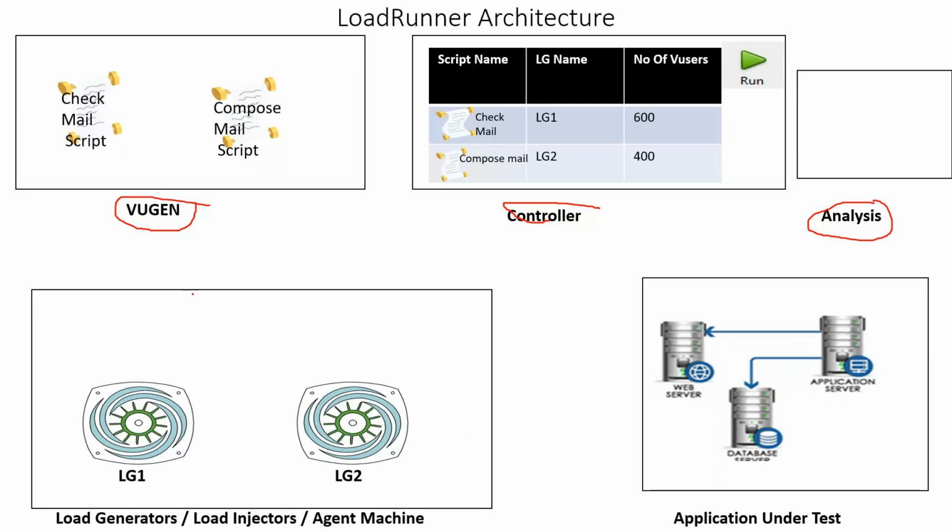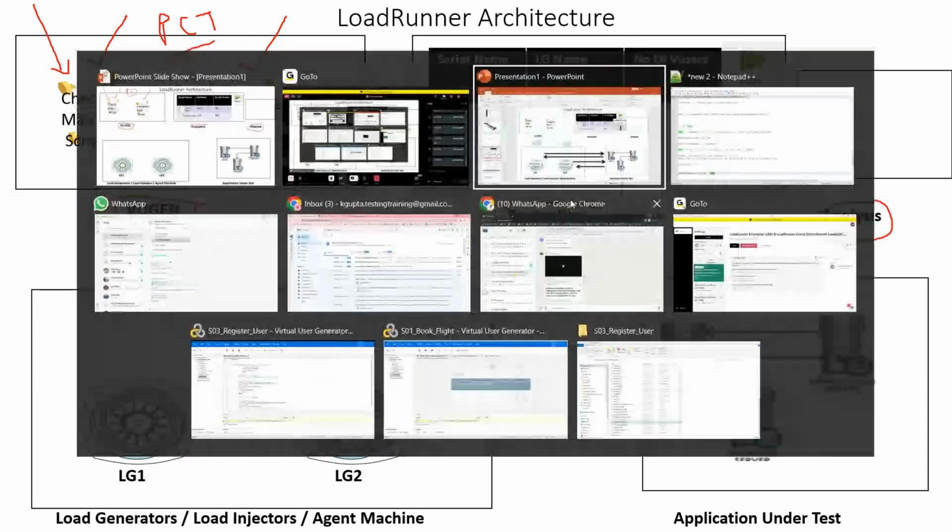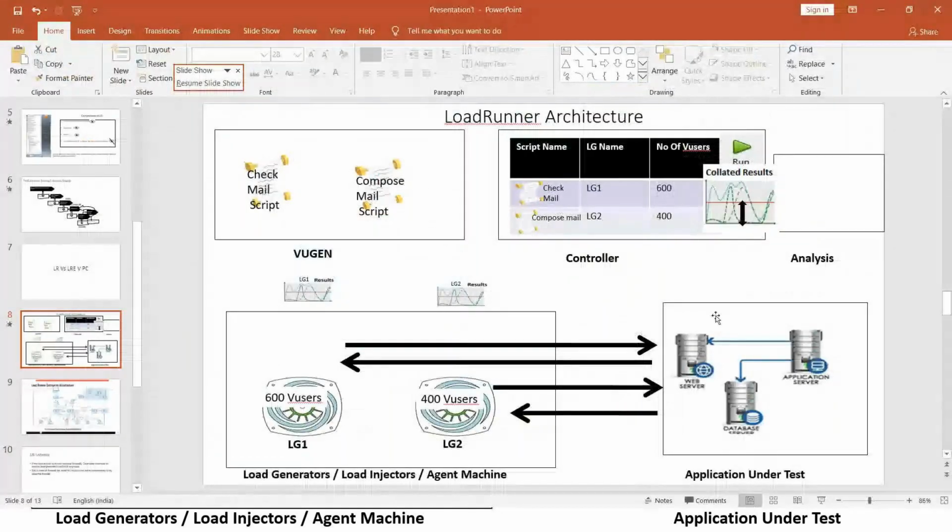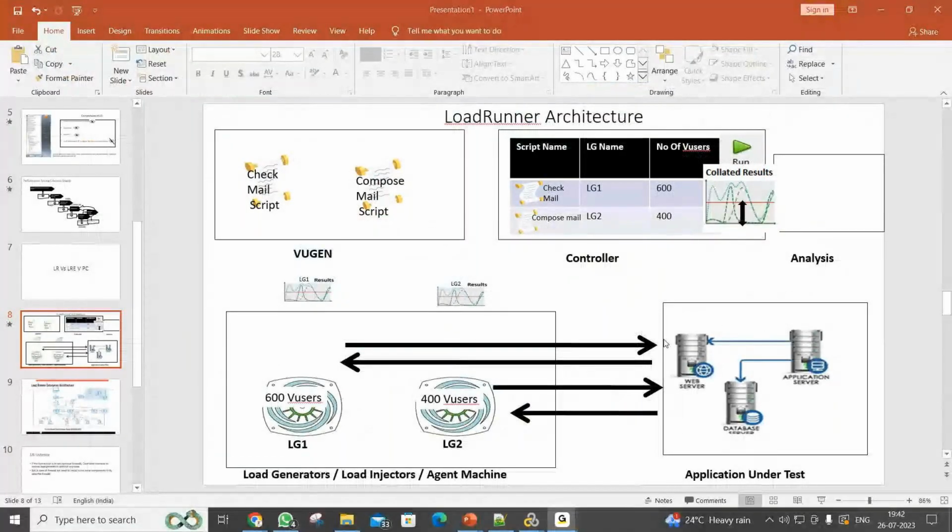Now let's say you have created two scripts, a check mail script and a compose mail script. Let's say you are doing performance testing for some mailing application, like Gmail, and let's say there are only two PCTs. Does everybody understand the word PCT, guys? What is a PCT? Somebody can unmute themselves and answer it.